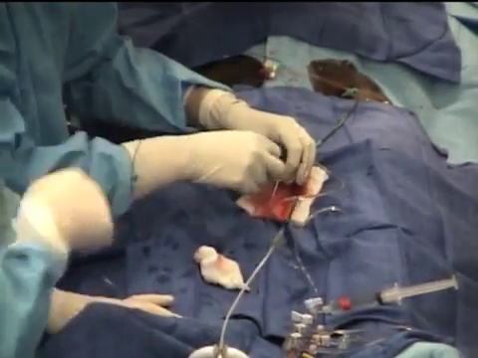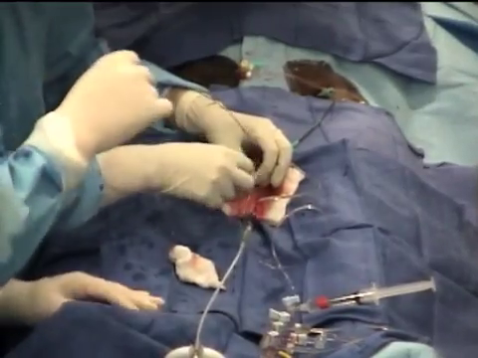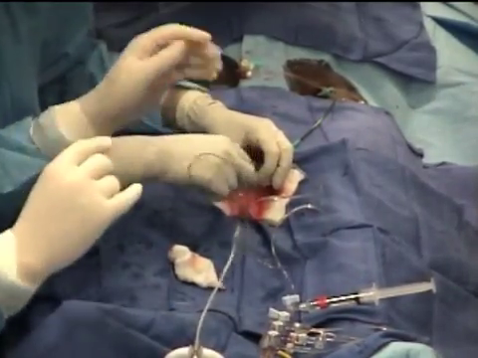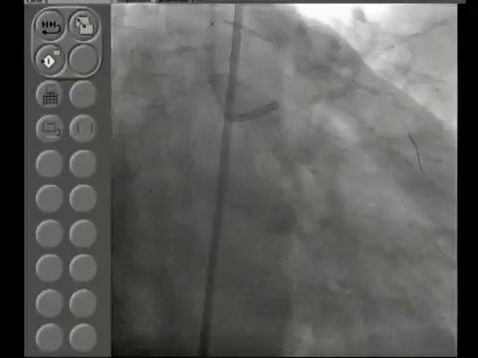We have the Galaxy IVUS system in our iLab. Okay. Forward. Go.